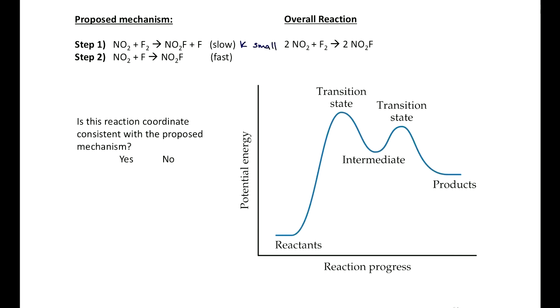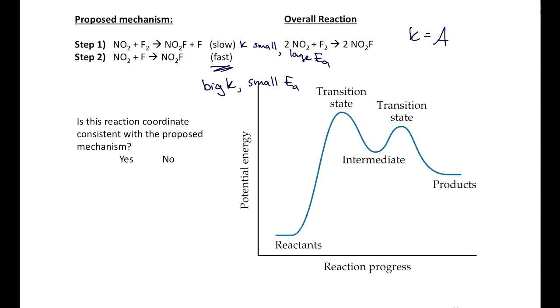So how do we get small k's? Big activation energies, yeah. So if you have a small k, there's a large activation energy. What about a fast step? Fast steps have big k's. Then what about their activation energies? Small activation energies. And this comes from the Arrhenius equation.